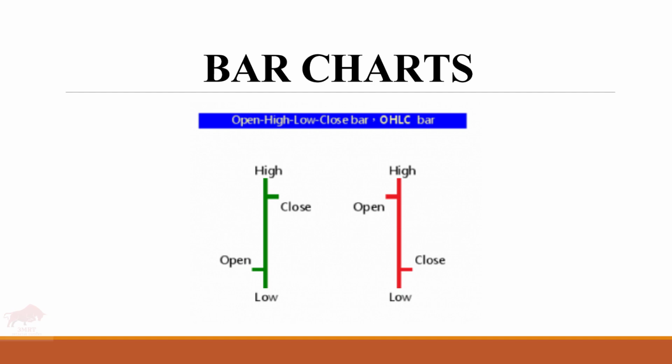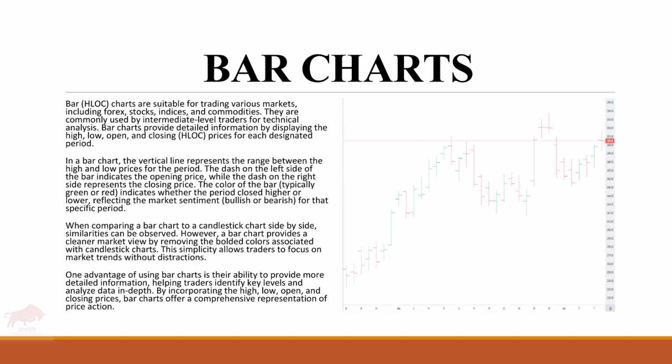respectively. Similar to candlestick charts, bar charts can also indicate bullish and bearish sentiment. A bullish bar occurs when the closing price is higher than the opening price, while a bearish bar forms when the closing price is lower than the opening price. Support and resistance levels, as mentioned earlier, are also significant when analyzing bar charts. These levels help traders identify areas of buying or selling pressure within the market.